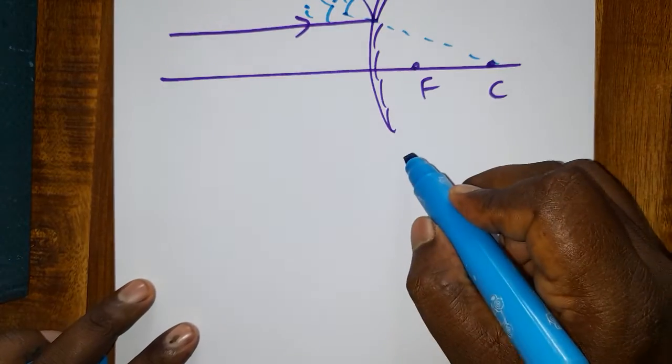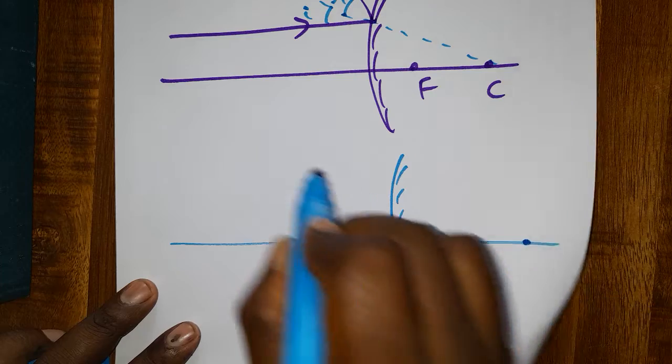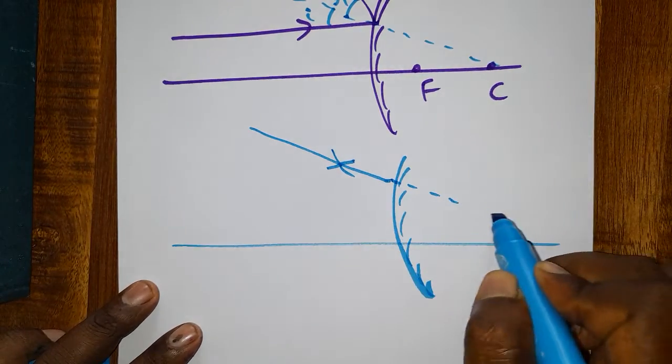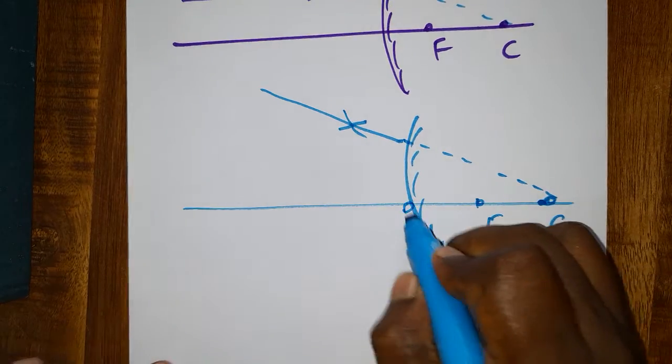The next one, the ray which is incident at the center of curvature will reflect in the same path, because it is along the normal. Whatever ray is coming along the normal directly bounces back in the same path.